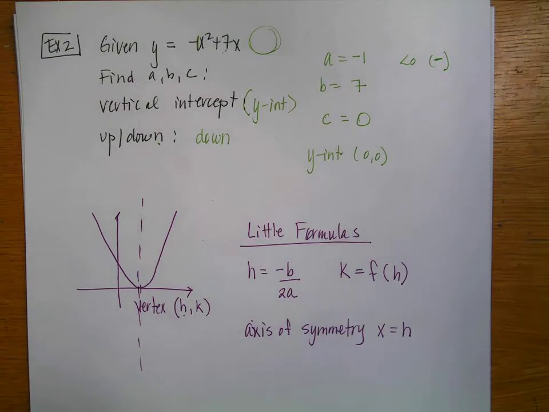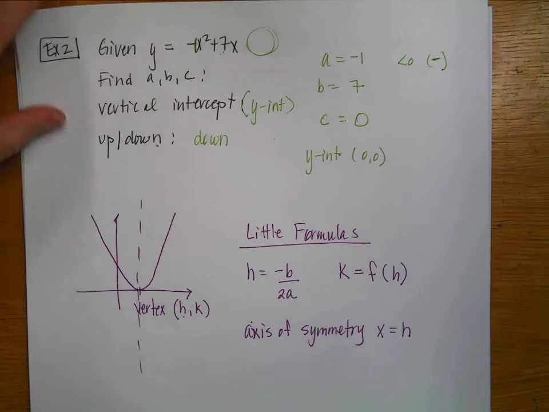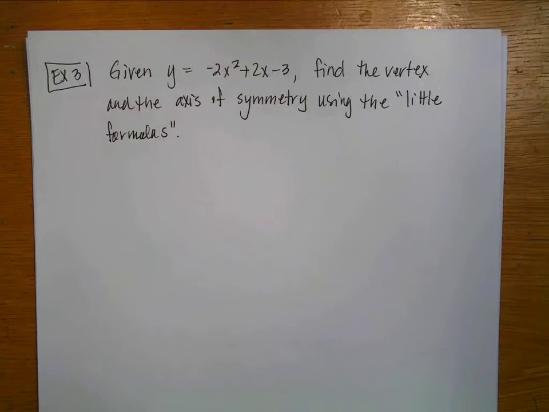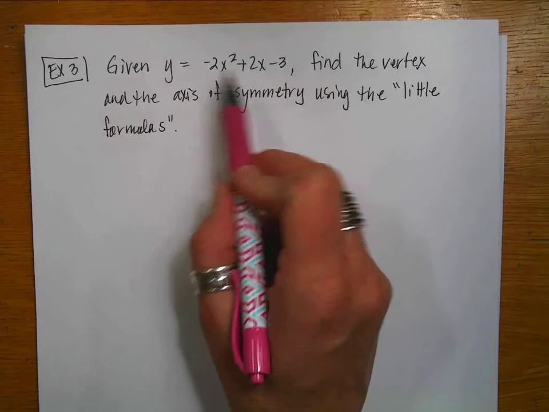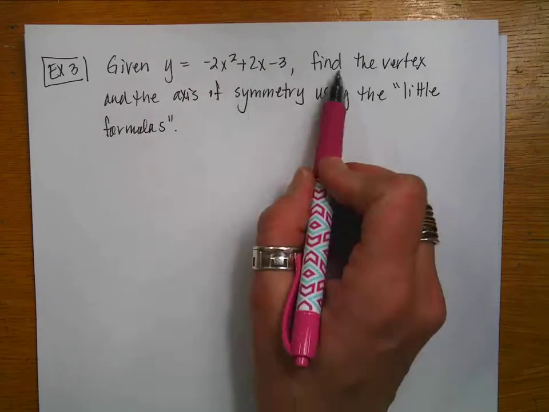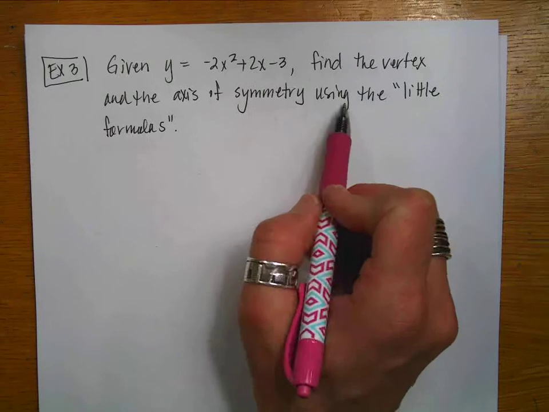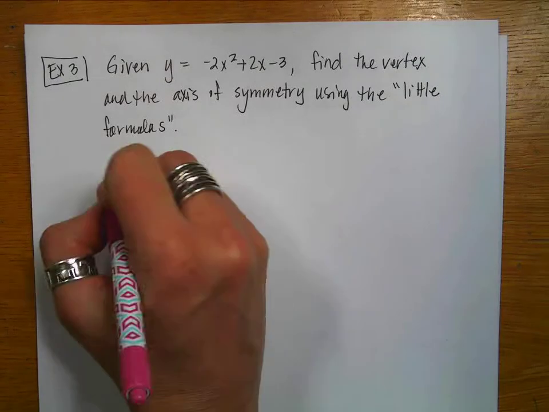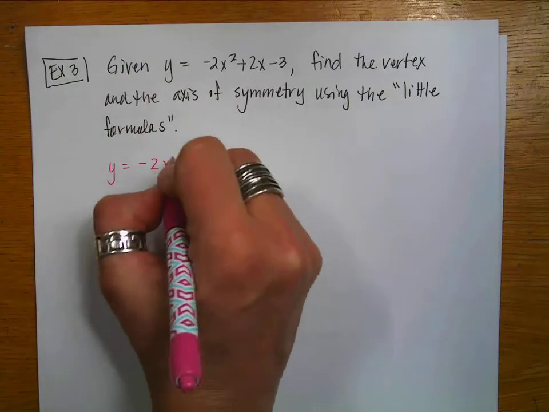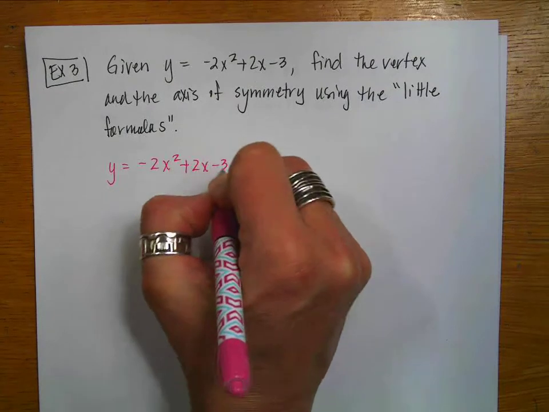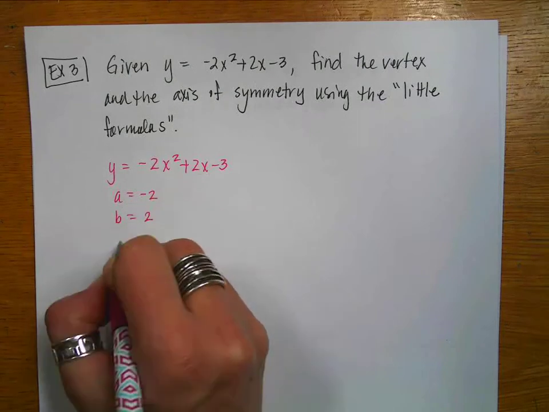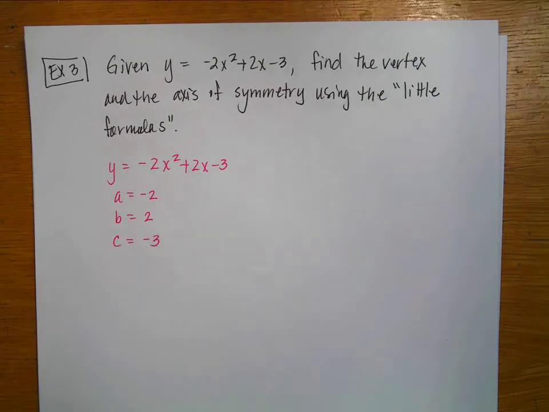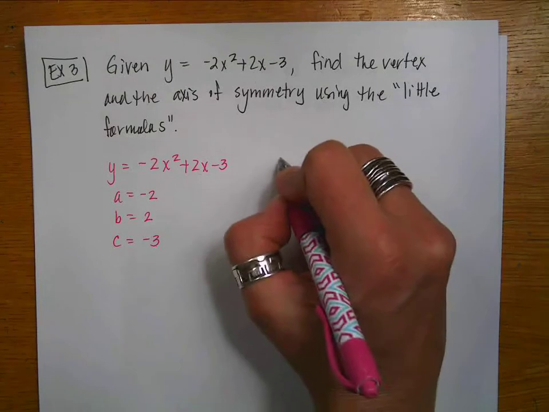So now we're going to do an example where we use these little formulas to help us find the vertex of a parabola. As we do example number 3, we're given y equals negative 2x squared plus 2x minus 3, and I want to find the vertex and the axis of symmetry using the little formulas. I'm going to start by rewriting my equation, and I'm going to write a is negative 2, b is positive 2, and c is negative 3.